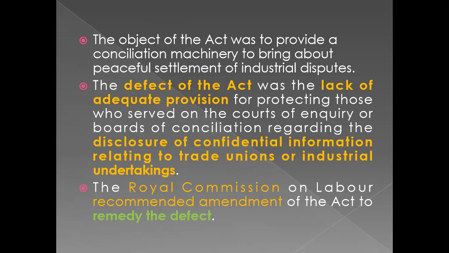The object of the act was to provide conciliation machinery to bring about peaceful settlement of industrial disputes. We are talking about the Trade Disputes Act of 1921. The object is very good, but there is a defect in this act, and because of it, it didn't live longer. The defect was the lack of adequate provisions for protecting confidential information relating to trade unions or industrial undertakings. This was one of the loopholes. Because of it, the act didn't exist for long, and the Royal Commission on Labour recommended amendment of the Act as a remedy to the defect.